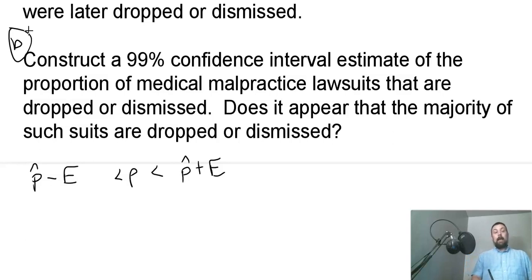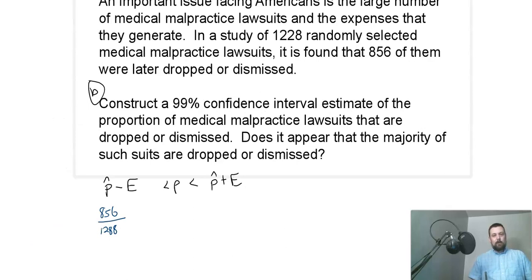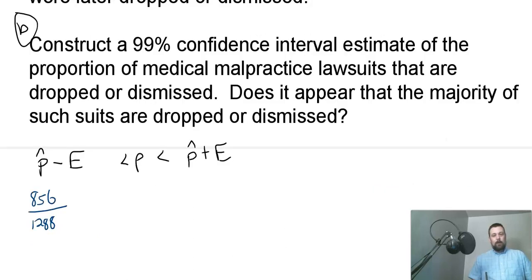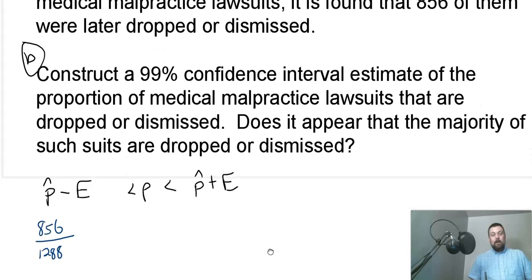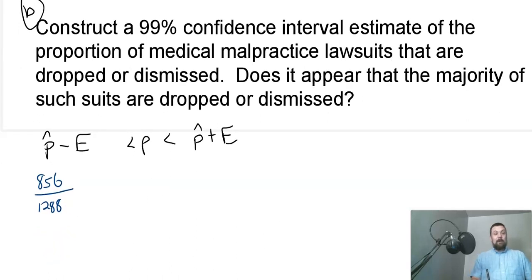And we already know P hat, right? We know P hat is 856 over 1,288. 88 or 28? Now I'm questioning myself. Whoops, hit the wrong button. I guess that actually would work. It showed me what the number was. 1,228. See, that's how you're going to get yourself in trouble if you're not careful with those numbers, right? So 1,228, right? That's P hat minus the margin of error, which I don't know yet.